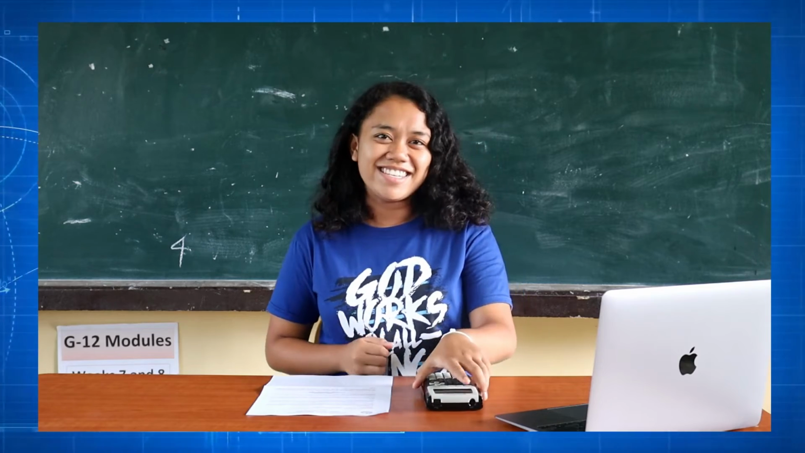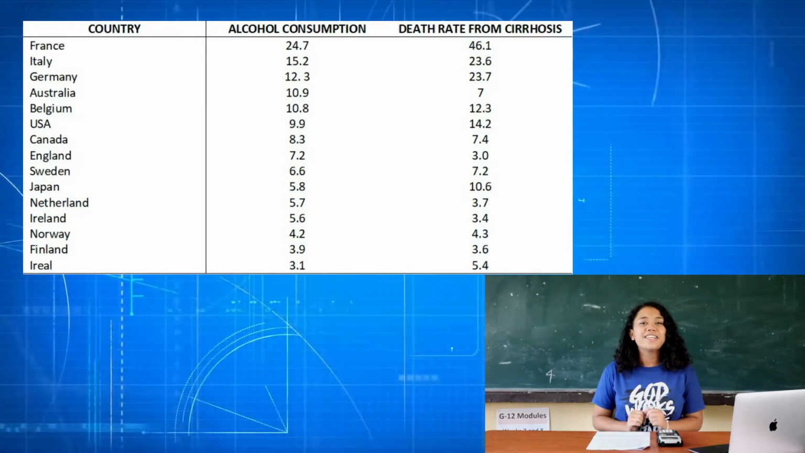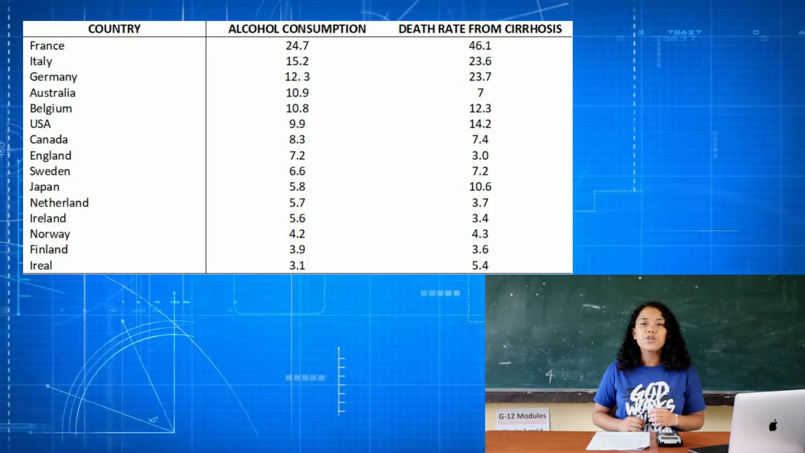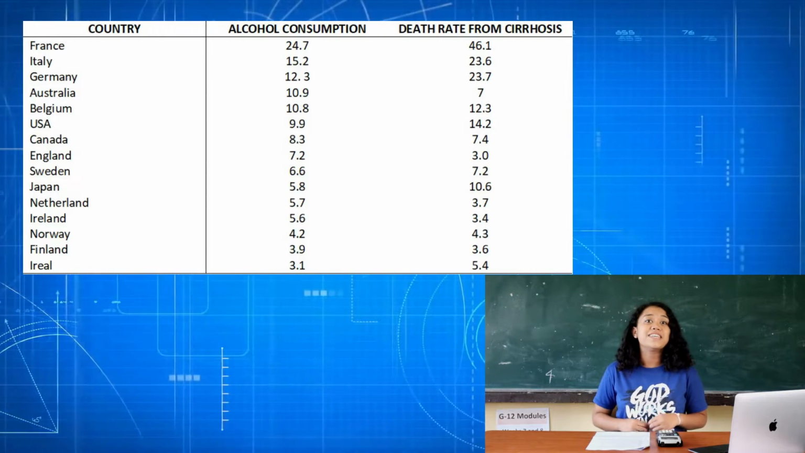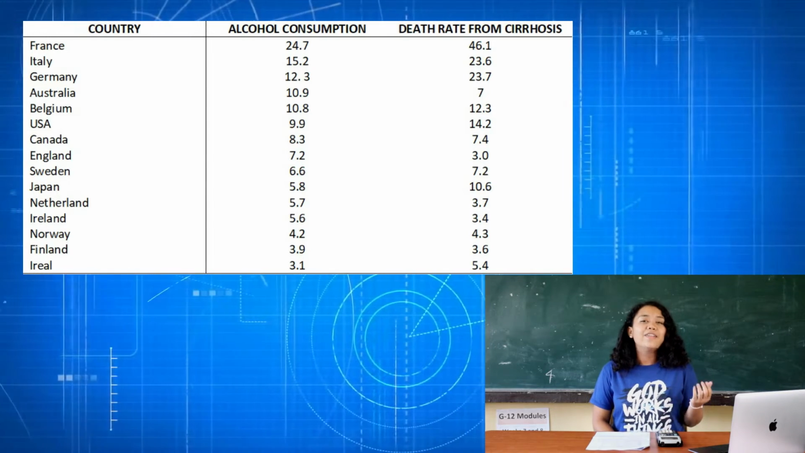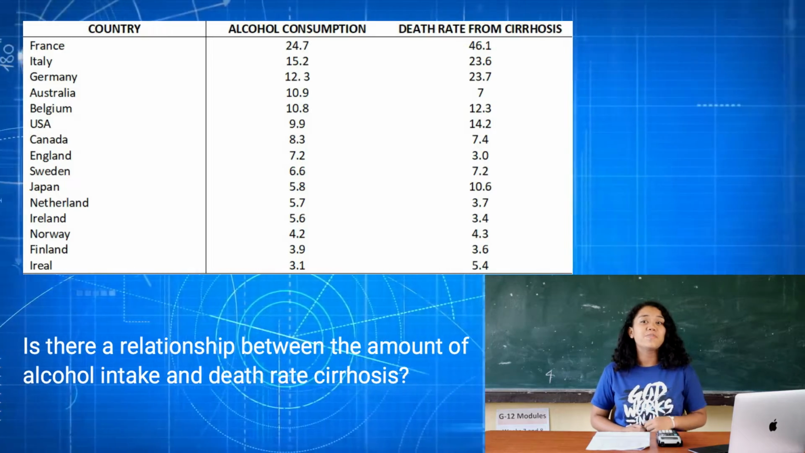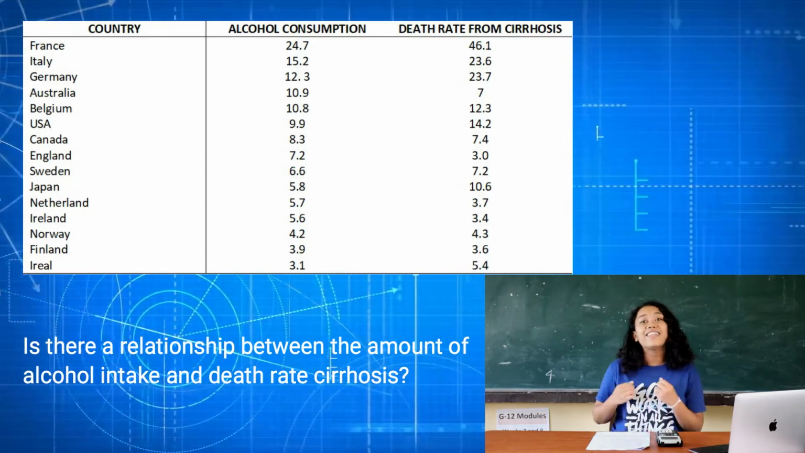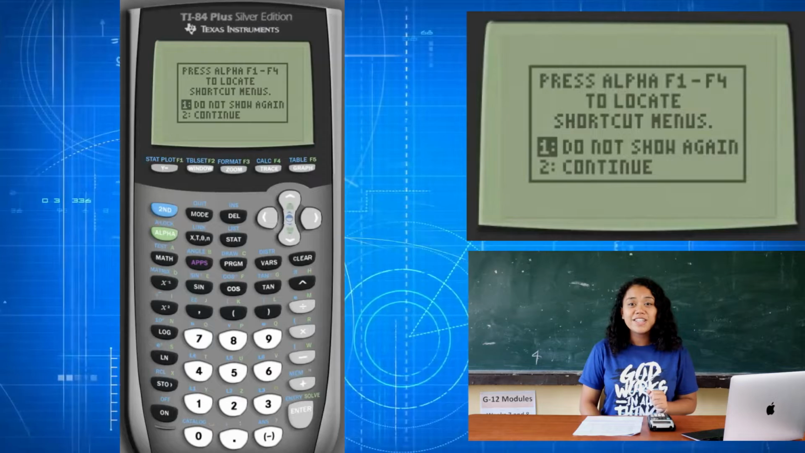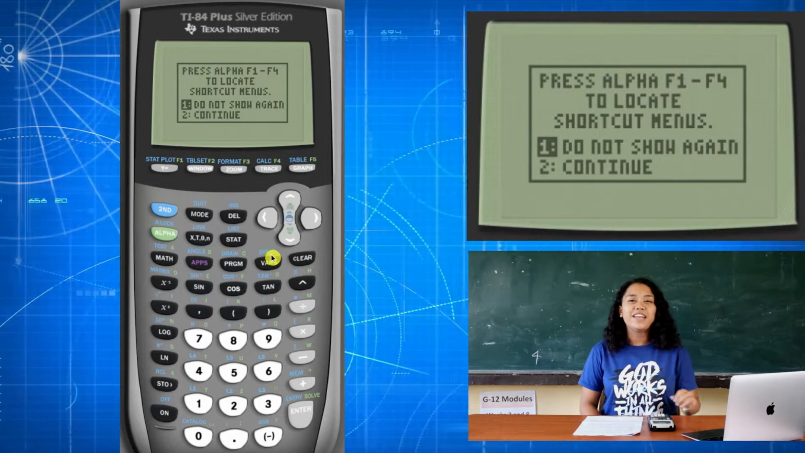Now, let us solve some problems involving correlation analysis. Shown on the screen is the actual data showing the consumption of alcohol and the death rate from cirrhosis in 15 countries. Now, let us test if there is any relationship between the amount of alcohol intake and the death rate from cirrhosis. First thing to do is input our data in our stat table.